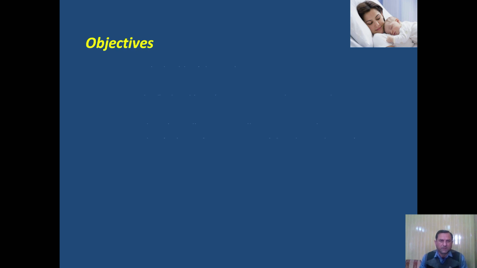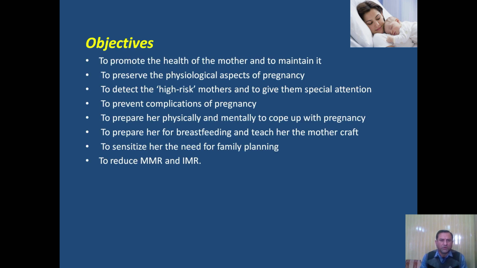Okay. Now, what are the objectives of antenatal care? And you can easily enumerate them. One obviously is to promote the health of the mother, and to maintain it, because as I said, pregnancy usually is a physiological process, and should not become pathological or affect the mother. So she should go through it nicely, preserve the physiological aspect of pregnancy, and we have to make sure that it doesn't turn pathological. And detect high-risk mothers, those who need special care, and provide them that care. That means once they come in contact with the system, we have the opportunity to screen them for any problem which might require special attention.